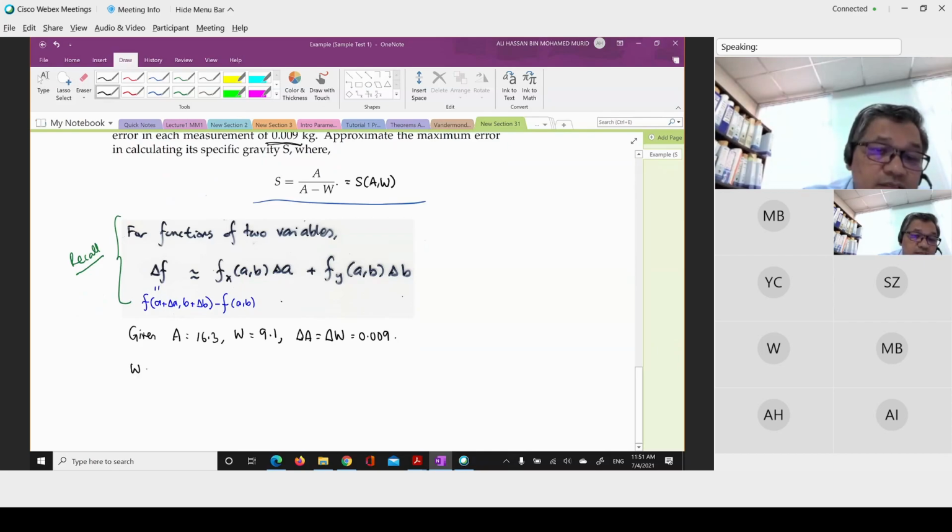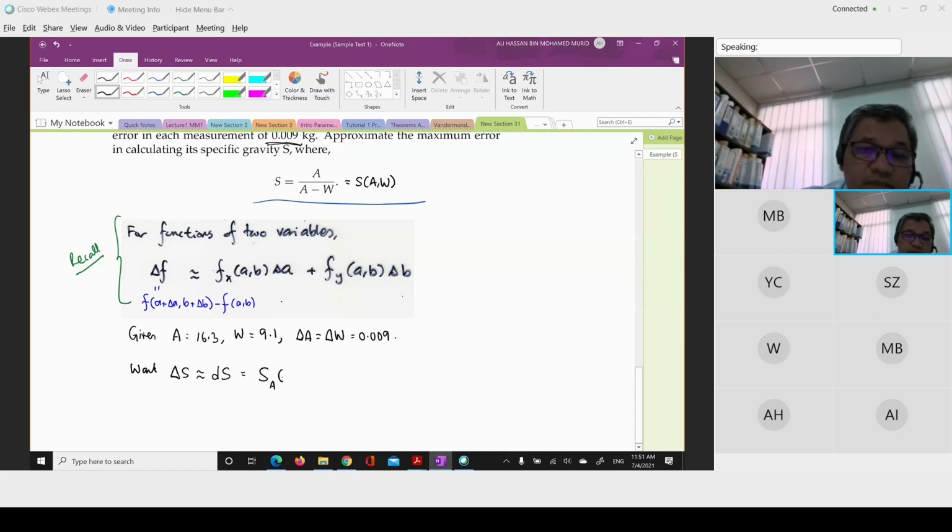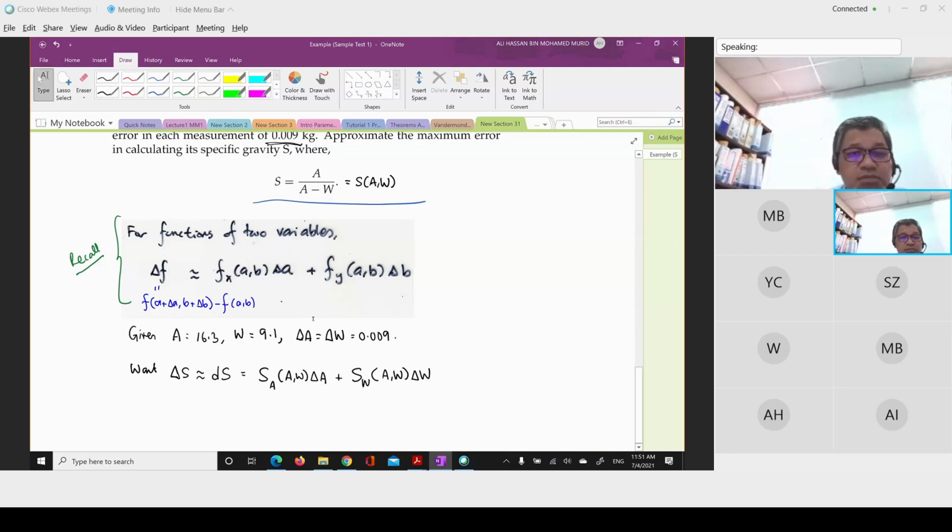So we want delta S, which is approximately equal to dS, where dS is S partial A at (A, W) times delta A plus S partial W evaluated at (A, W) times delta W. So we use this formula with the appropriate symbols here.